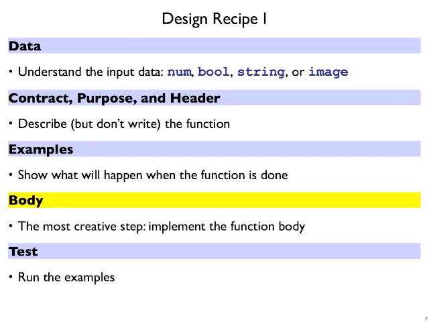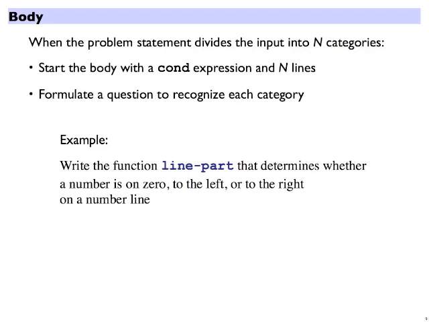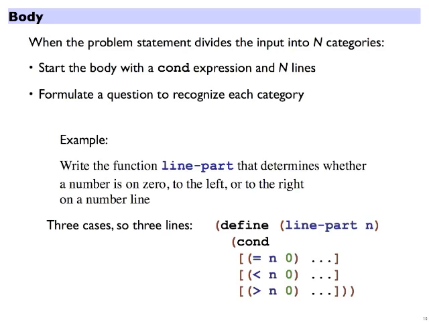When you get to the body step of the design recipe, and when the problem statement divides the input into n categories, 2 categories, 3 categories, and so on, then start writing the body using a cond expression with n lines and formulate a question for each of those lines. In the case of the line problem, there were 3 categories, 0, left, and right. So we will have a cond expression that has 3 parts, 3 lines. One for the 0 case, one for the less than case, and one for the greater than case.